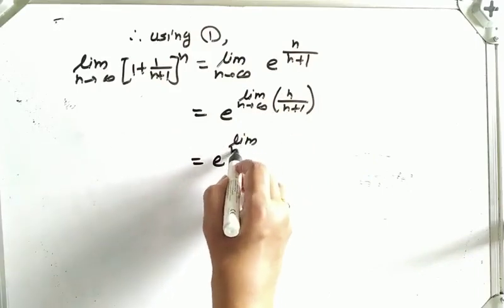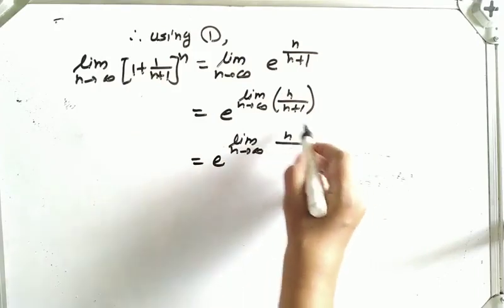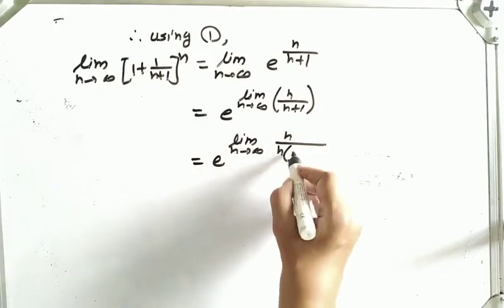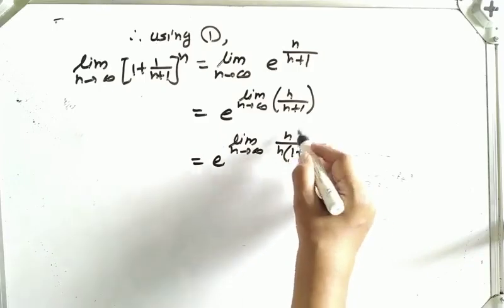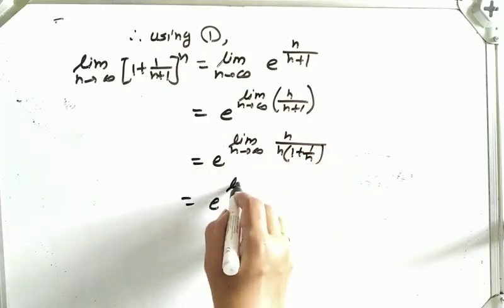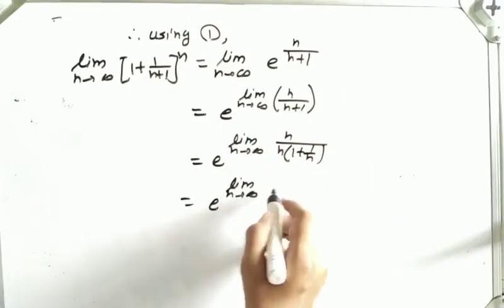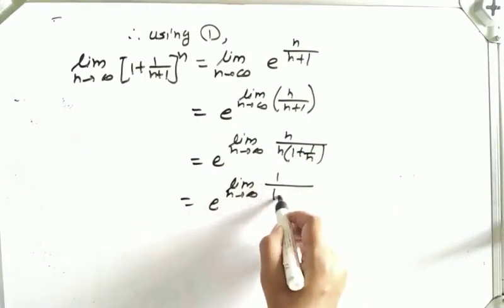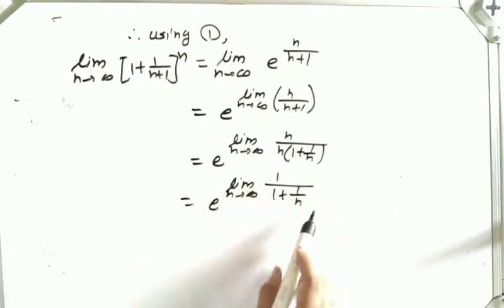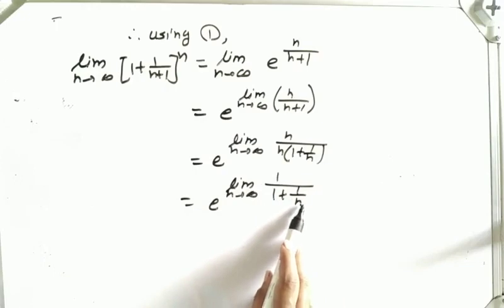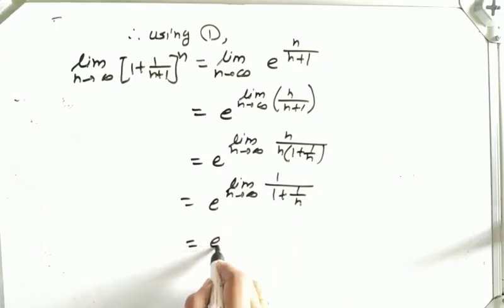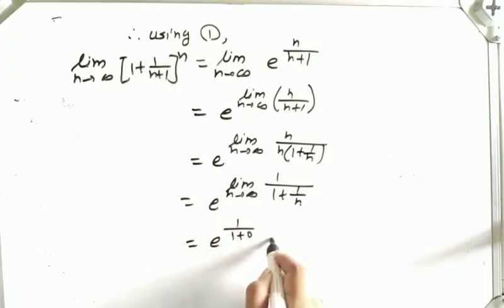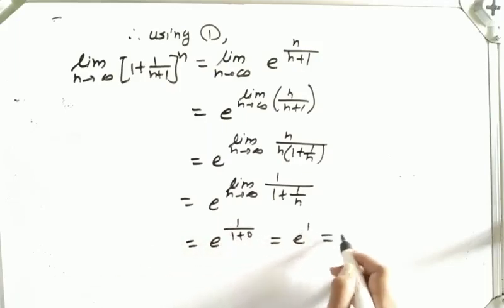Taking n common from the denominator, we get 1 plus 1 upon n, and n will get cancelled. So e raised to limit n tends to infinity of 1 upon 1 plus 1 upon n. After applying the limit, as n tends to infinity, 1 upon n will be 0. So what we get is e raised to 1 upon 1 plus 0, that is e raised to 1. So its limit is also e. Okay.